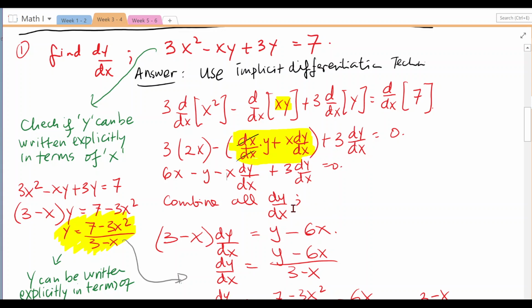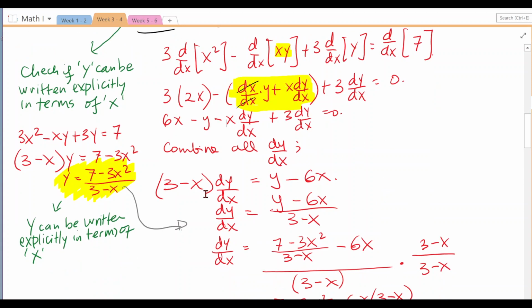So combine all the dy dx. On the left hand side, we have 3 dy dx, 3 minus x, so 3 minus x dy dx. Move this term to the right hand side, we have y minus, minus 6x. Therefore dy dx equals y minus 6x over 3 minus x. So just move the 3 minus x here to the right hand side bottom.